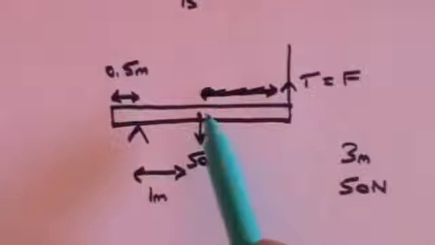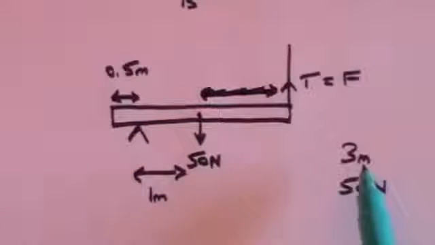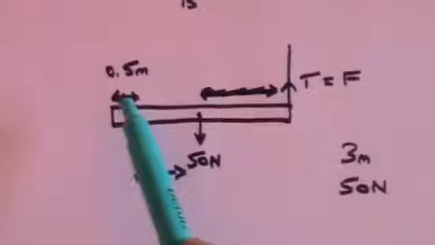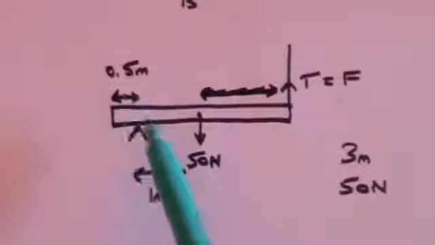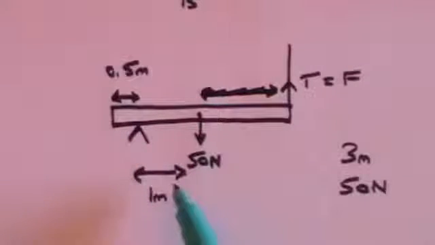I'll say that again. The centre of mass is at the centre of the girder, which means 1.5 meters from each end. But since the pivot point is 0.5 meters from the end, the distance from the pivot point to the centre of mass is only 1 meter.